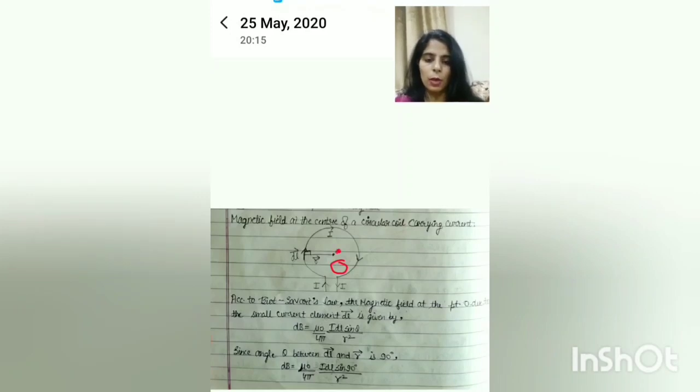And at this point O, the magnetic field induction is given by Biot-Savart's law, that is dB is equal to mu naught upon 4 pi I dl sin theta upon r square. Now as we discussed that the angle between dl and r is 90 degrees, so we put theta as 90 degrees. Sin 90 is 1. So we get dB is equal to mu naught upon 4 pi I dl sin 90 upon r square.